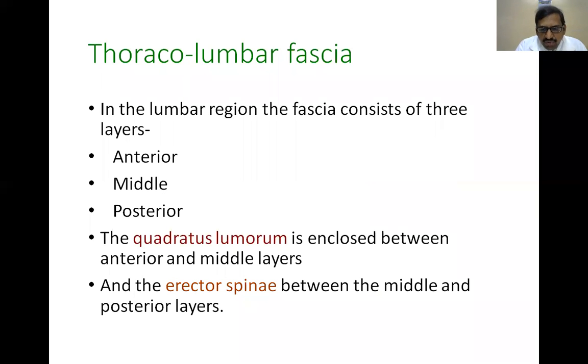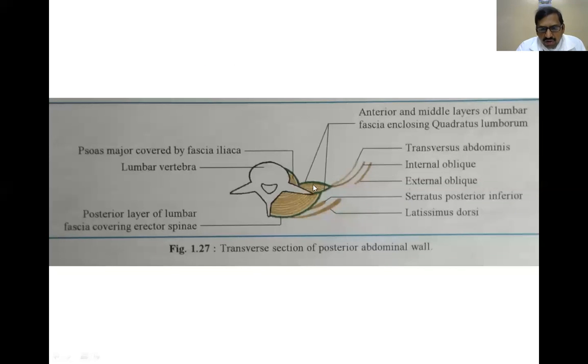The quadratus lumborum is enclosed between the anterior and middle layers, and the erector spinae muscles are enclosed between the middle and posterior layers. You see here, this is the thoracolumbar fascia, three layers. This is the anterior layer, this is the middle layer, and this is the posterior. In between the anterior layer and middle layer, there is a muscle. This is the quadratus lumborum. And between the middle layer and posterior layer, there is another group of muscles, that is the erector spinae group of muscles.